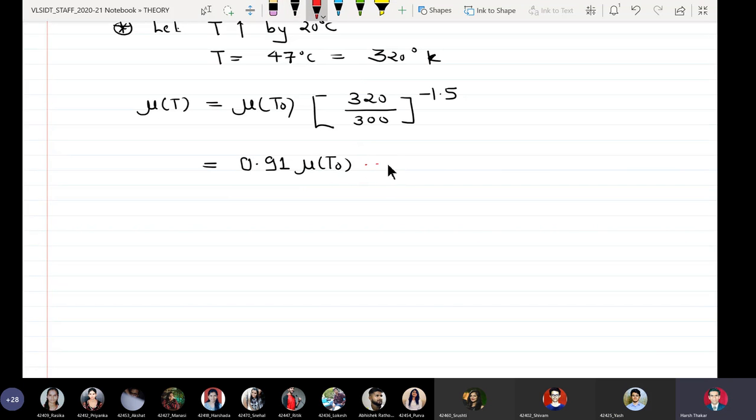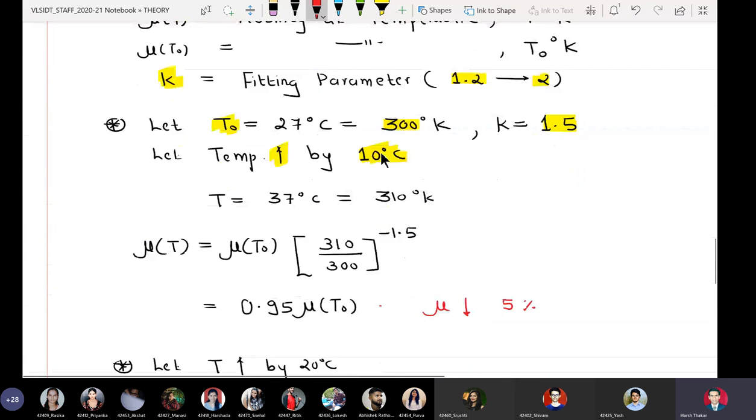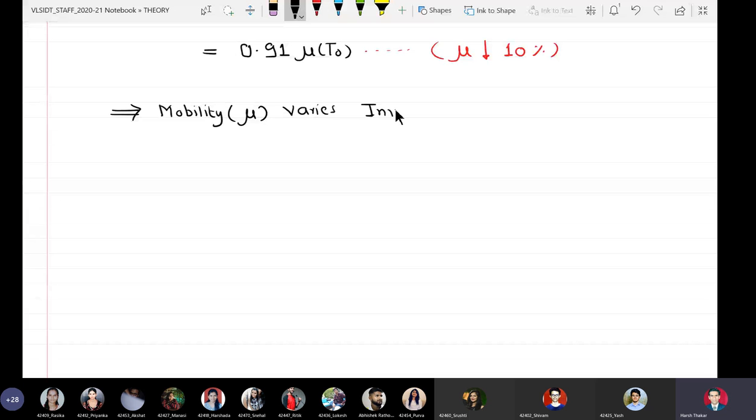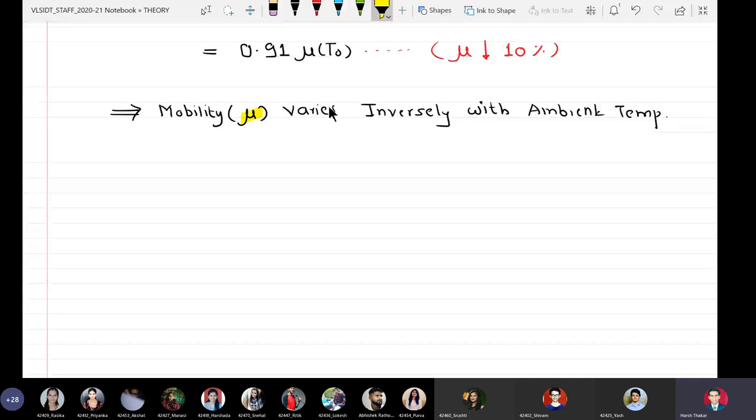So again we see that mobility has reduced by about 10%. So we can actually tell that mobility mu varies inversely with ambient temperature. Okay.